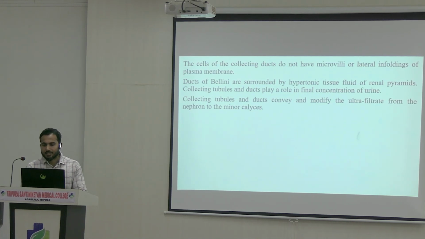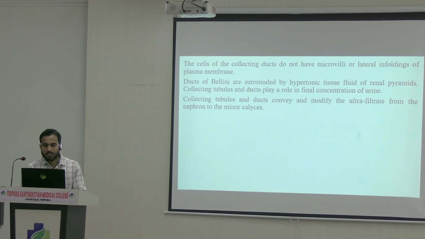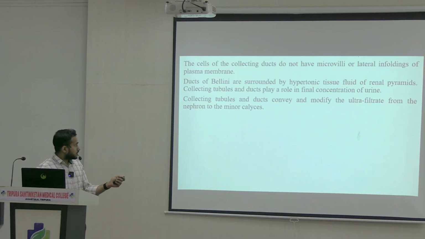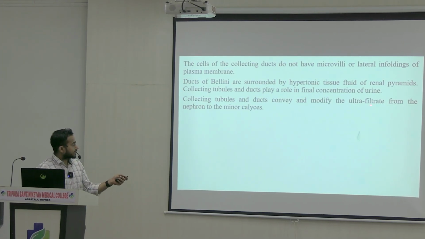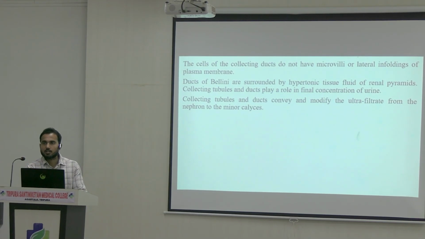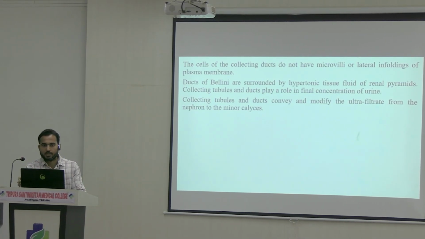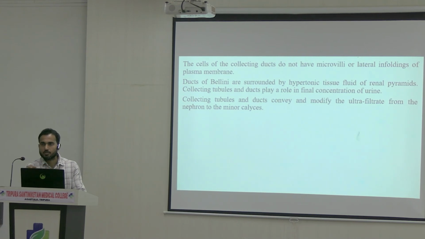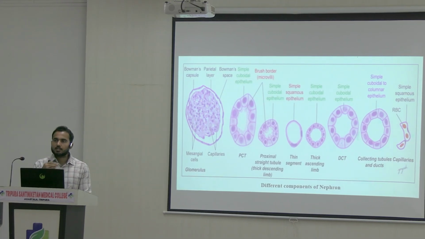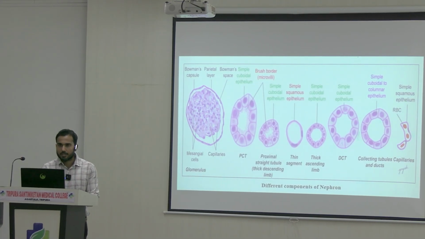The cells of the collecting duct do not have microvilli. The ducts of Bellini are surrounded by hypertonic tissue fluid, which is present in the renal pyramid. These collecting tubules convey and modify the ultrafiltrate from the nephron to the minor calyces. From the minor calyx to the major calyx, from the major calyx the ultrafiltrate will go to the renal pelvis, and from the renal pelvis to the ureter. This is the direction of the flow of urine. Now this is the diagram, where I have mentioned the various parts of the renal tubule.